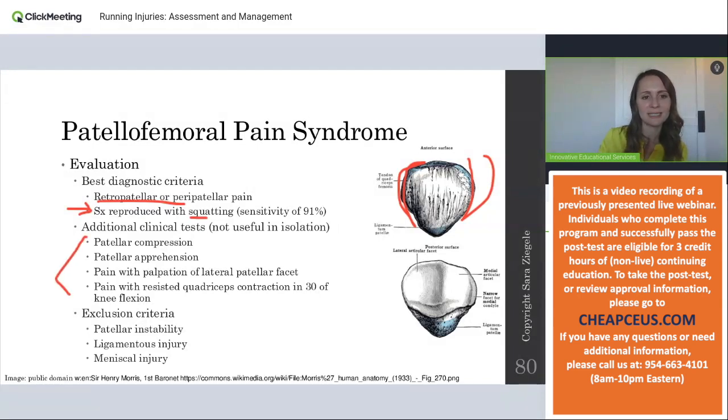There are other clinical tests that go along with this. Some of them, though, are really more exclusionary. So when we're talking about patellar apprehension, we're trying to rule out patellar instability. When we're talking about ones like patellar compression or palpation, those are more related to actually having patellofemoral pain. The things in general, diagnoses that are on that differential are things like meniscal injuries or ligamentous injuries, or probably more commonly patellar instability.